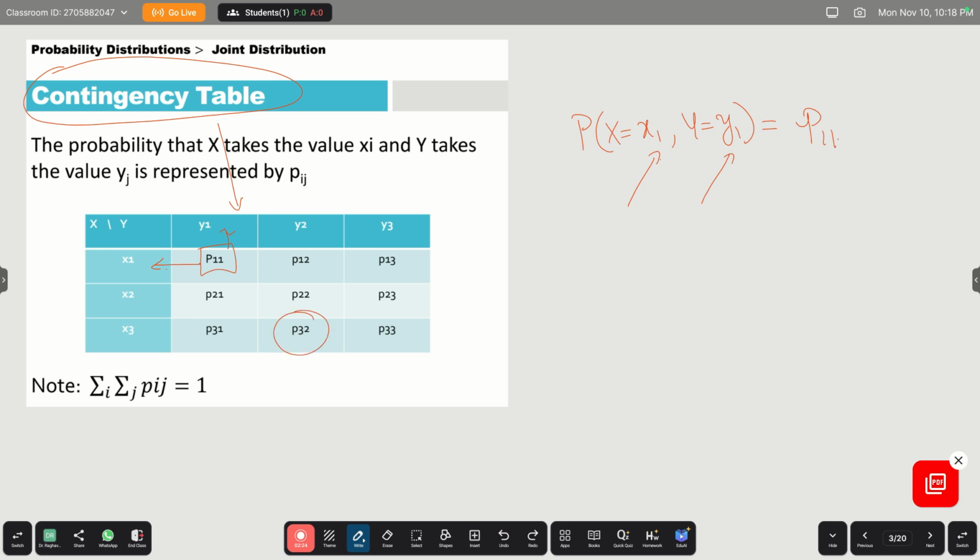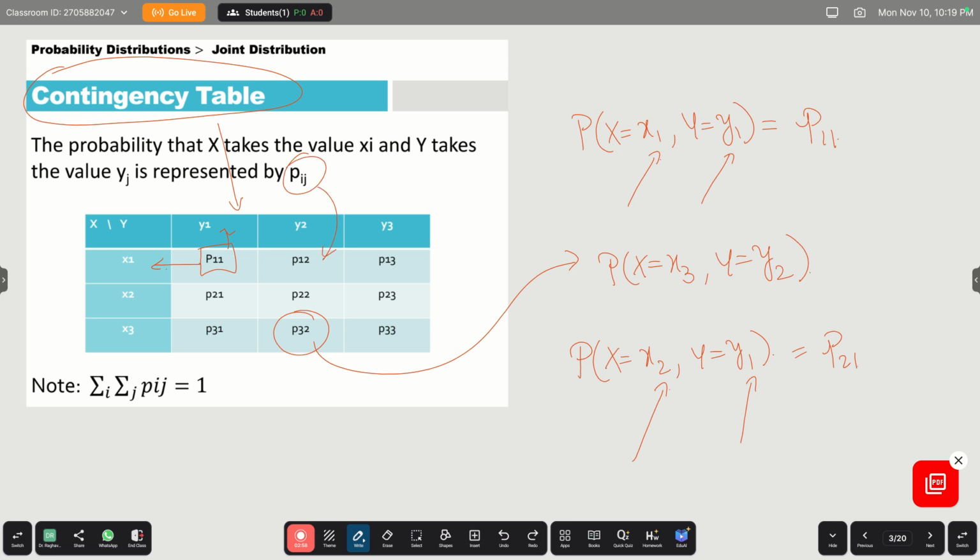Similarly, what is p32? p32 is the probability that x is taking the value x3 and y is taking the value y2. And what is the notation for the probability that x is equal to x2 and y is equal to y1? It's going to be p21. So for all the combinations we find the probabilities pij and we represent them in the table.